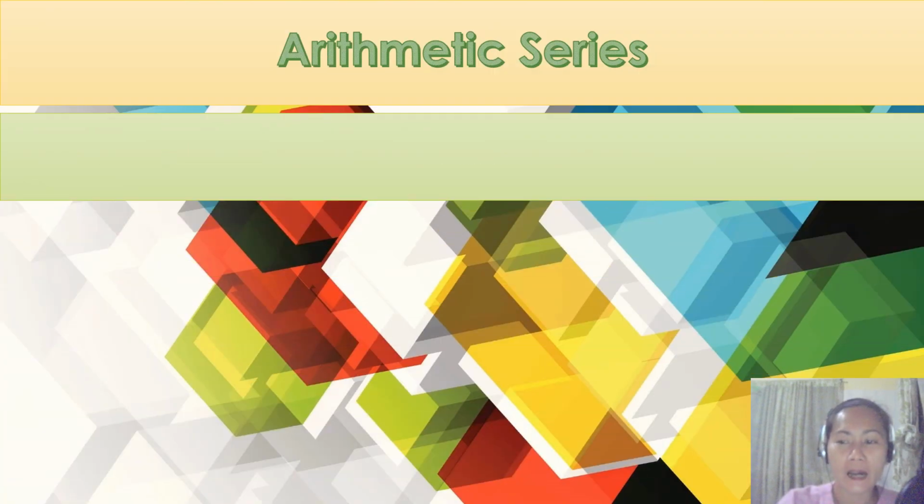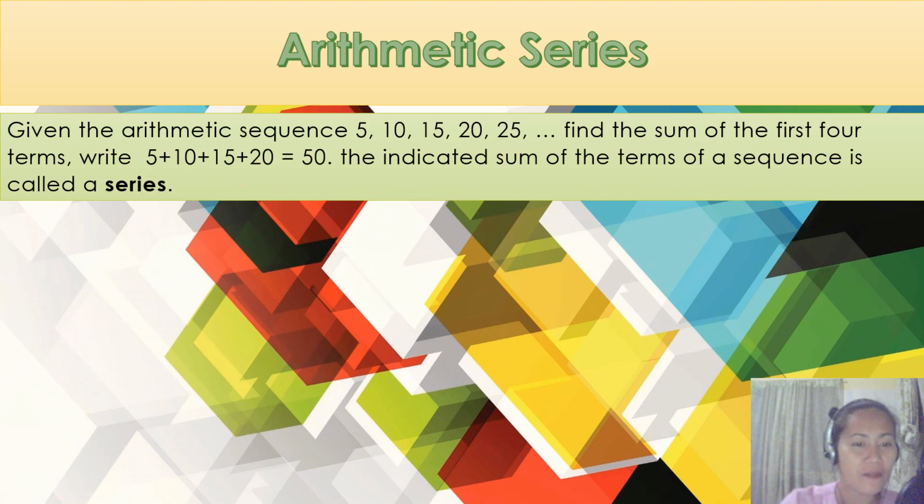That is arithmetic series. Given the arithmetic sequence 5, 10, 15, 20, and 25, find the sum of the first 4 terms. So we have to write 5 plus 10 plus 15 plus 20 equals 50. The indicated sum of the terms of a sequence is called a series.